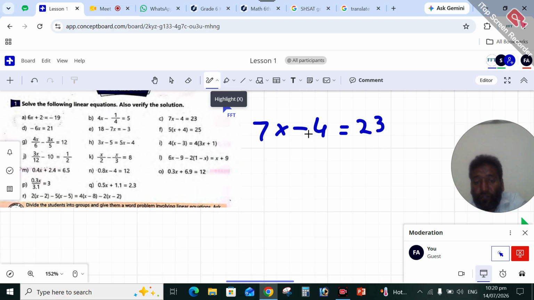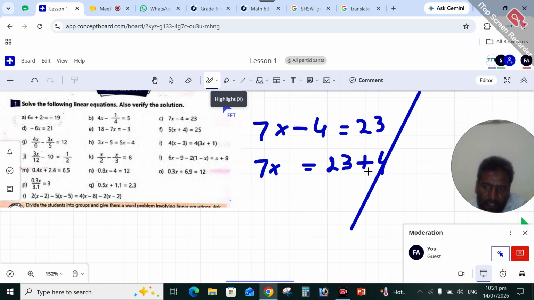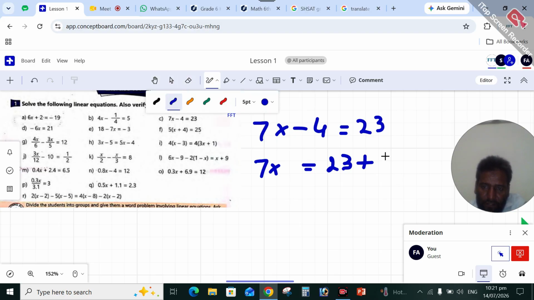What is the first step? The first step is to shift the constant to the right side. If there is nothing with the values like 4 is individual, that's why we just transfer this 4 to the right side. So, for example, 7x is equal to 23 plus 4. You see that this is negative, so it would be positive, right? Yes. This is plus 4.